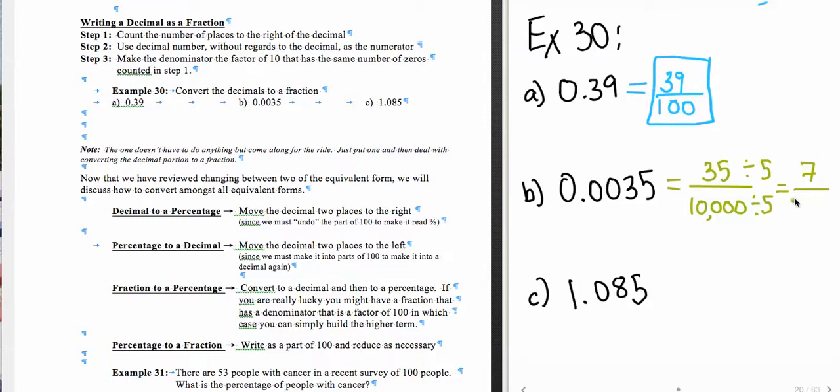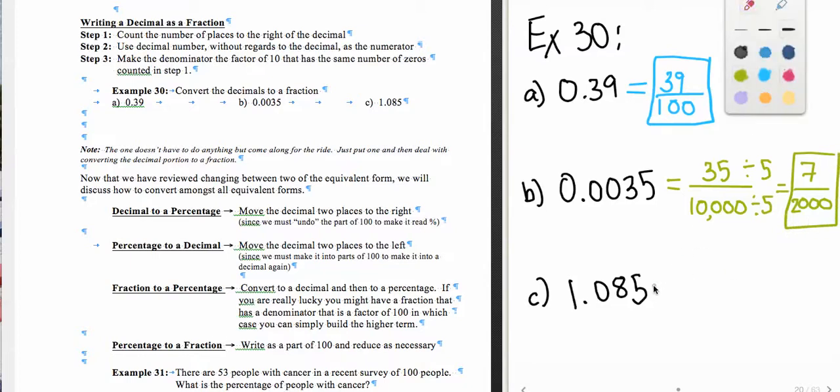In the denominator, 5 will go into 10 2 times, and 5 will go into 0 0 times. And now we know there's nothing in common because we know 7 will not go into anything that ends in a 0. All right, our next one, and our last one in this example here.